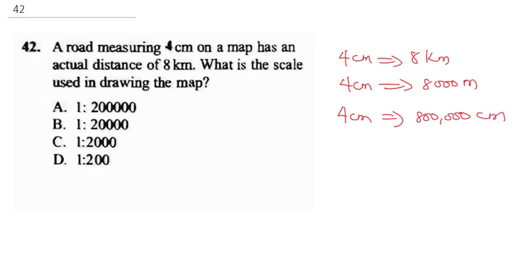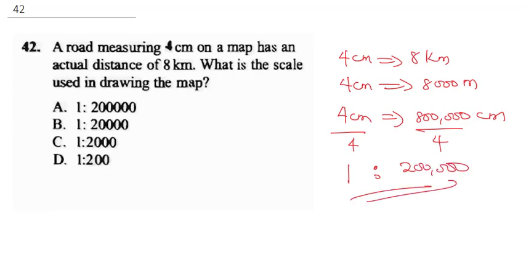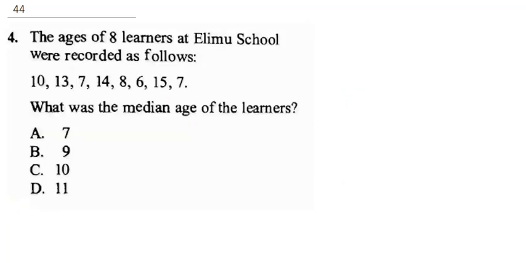Now divide both sides by 4. Divided by 4, divided by 4. So this will be 1 is to, 4 here will give us what? 200,000. So the correct answer is D. So the next question says, the ages of 8 learners at Elimu School were recorded as follows: 10, 13, 7, 7, 14, 8, 6, 15, and 7.